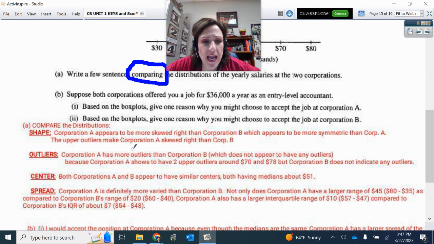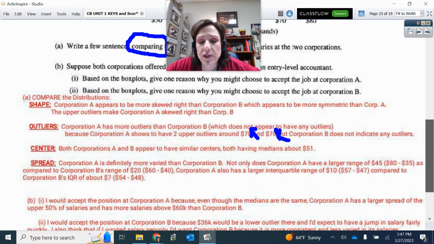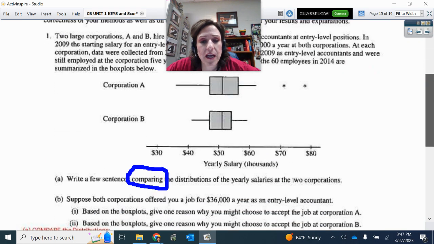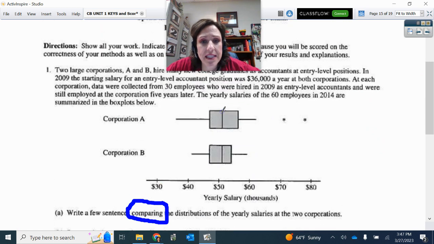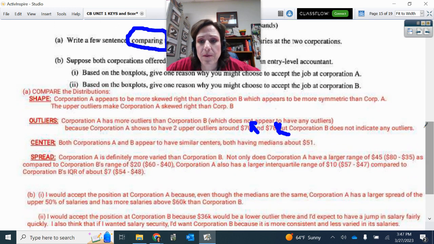Corporation A has more outliers than Corporation B, which doesn't appear to have any outliers at all, because Corporation A shows two upper outliers around, oh, see, look, I should have said 72K and 78K. So I definitely need to have those salaries there. And B doesn't have any of those outliers.